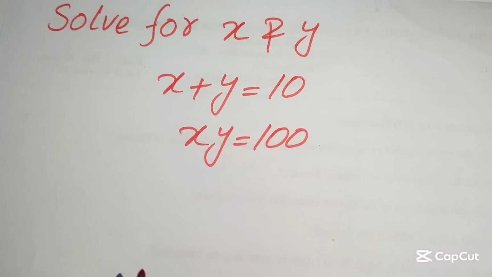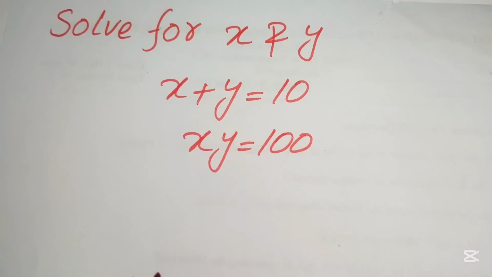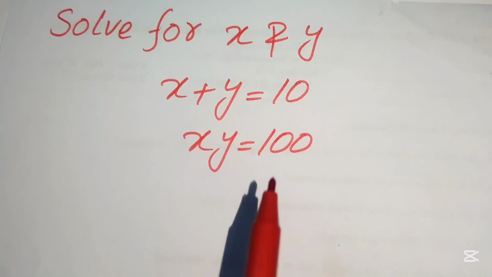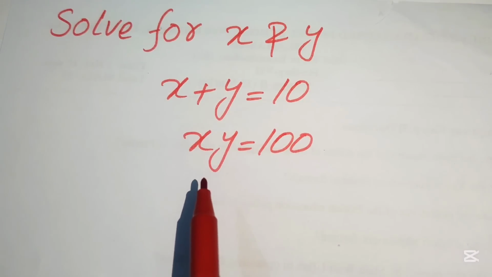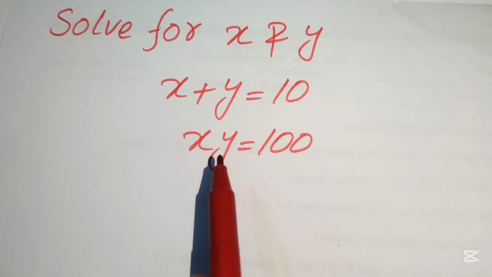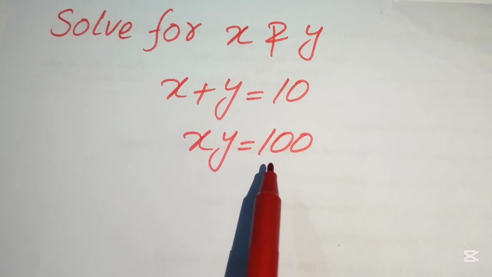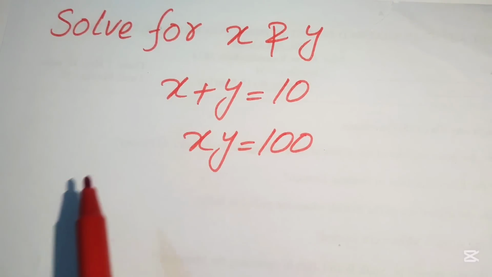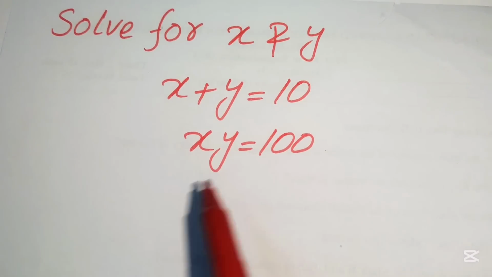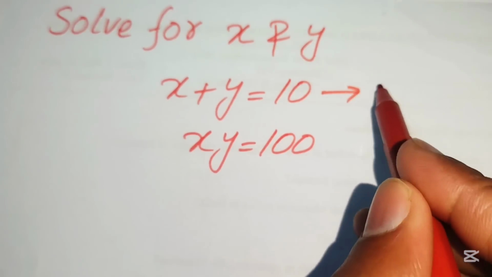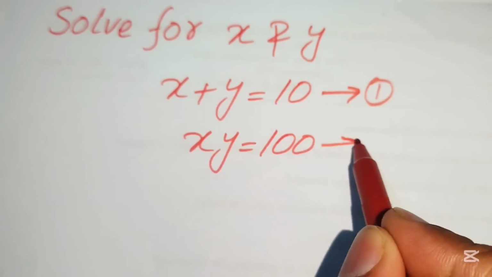Hello everyone, how to solve this nice algebra problem. Here we have two simultaneous equations with two variables. If we have x plus y equals 10 and xy equals 200, we solve this problem for the values of x and y. First we take this as equation number 1 and this as our equation number 2.